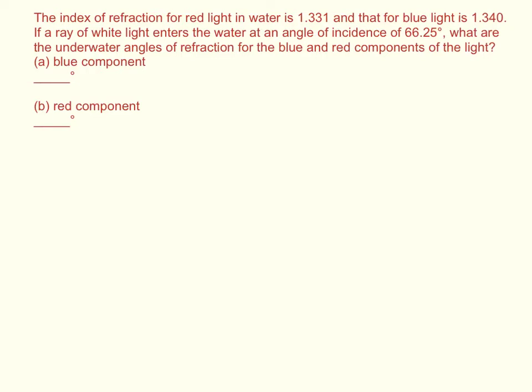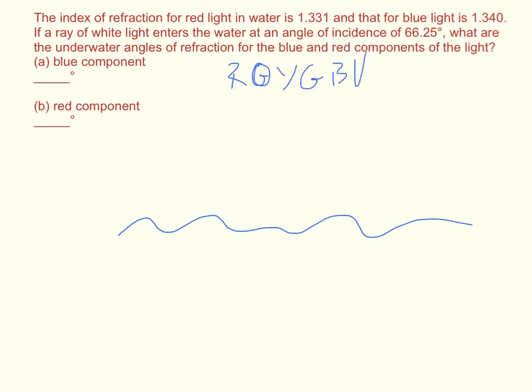So here's what it's asking. We have some water, and then we have this white light. Well, white light is a mixture of red, orange, yellow, green, blue, violet. So Roy G. Biv, basically.